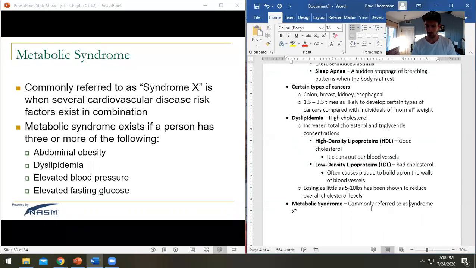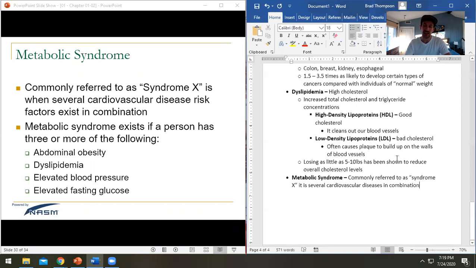It is several cardiovascular diseases in combination. So here's where, and I've talked about this before, if a person has an extreme amount of abdominal obesity, it starts to act very weird. Like that fat is not an organ, right? It's just a type of tissue, but there's so much of it, it starts to act like an organ.